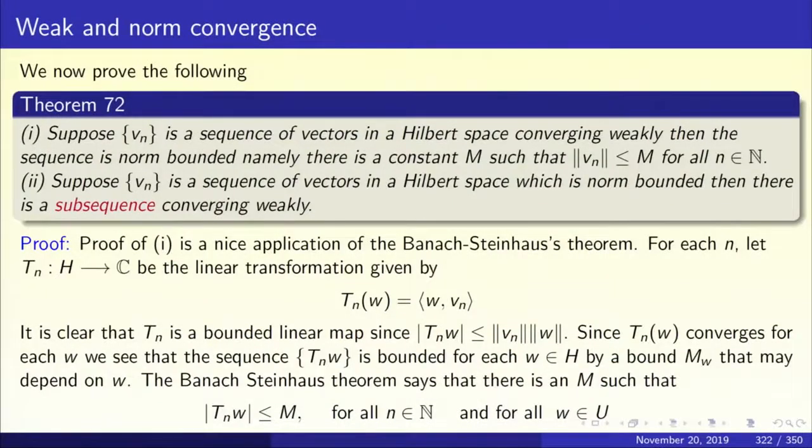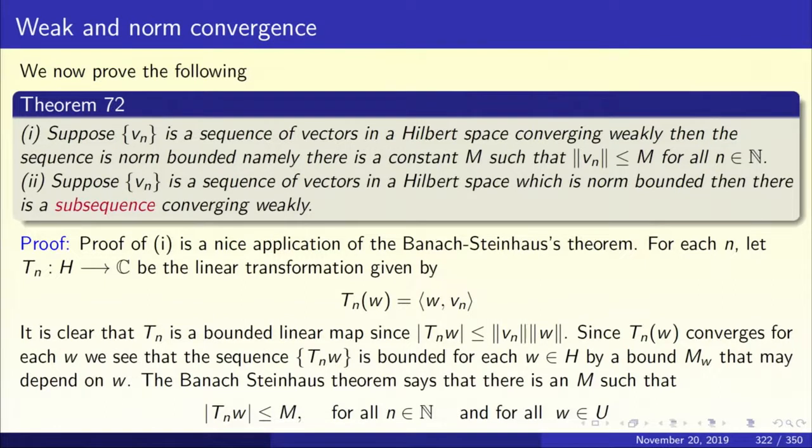So, the distance between any two of these points is root 2, and so there is no hope of this sequence converging in norm. Now that we have disposed of this preliminary, we prove a theorem. Suppose Vn is a sequence of vectors in a Hilbert space converging weakly, then the sequence is norm bounded. In other words, weak convergence implies norm boundedness.